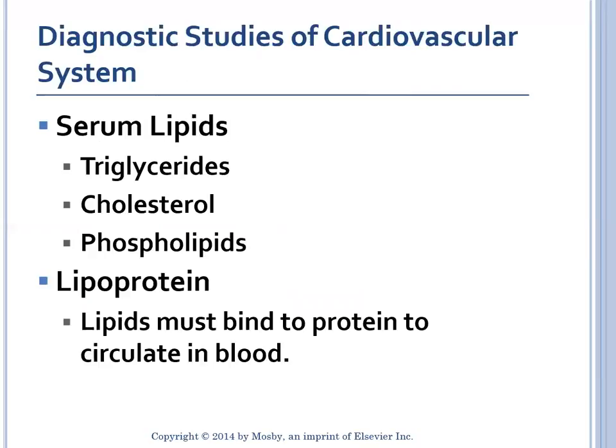Diagnostic studies of the cardiovascular system. Serum lipids consist of triglycerides, cholesterol, and phospholipids. Triglycerides are the main storage form of lipids and make up about 95% of fatty tissue. Cholesterol, a structural component of cell membranes and plasma lipoproteins, is a precursor of corticosteroids, sex hormones, and bile salts. In addition to being absorbed from food in the GI tract, cholesterol can also be synthesized in the liver.